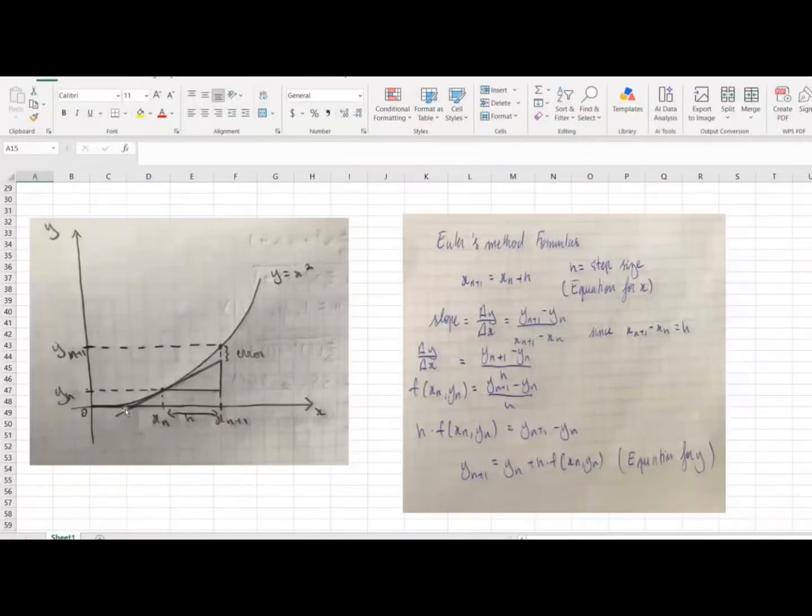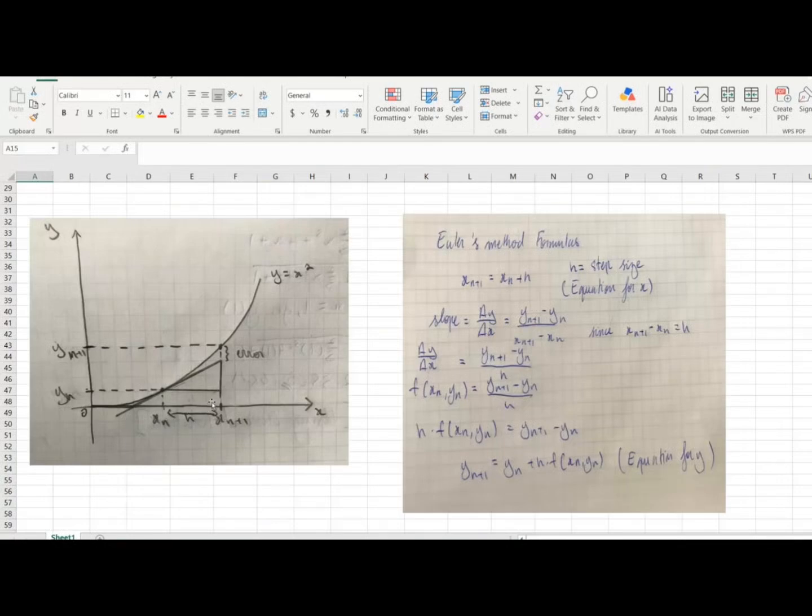To understand how it works geometrically, let's look at this diagram using a simple curve y equals x squared. The gradient or slope at any point is dy over dx, which is equal to 2x. Imagine our starting point to be xn and yn, and our step size, which is the interval size or the difference between each x point.